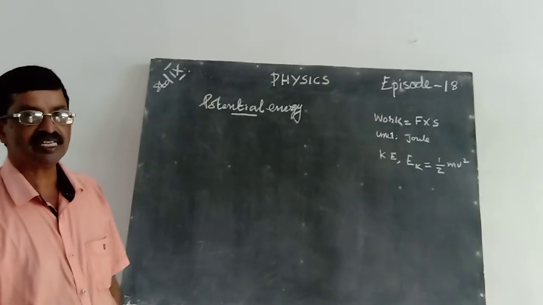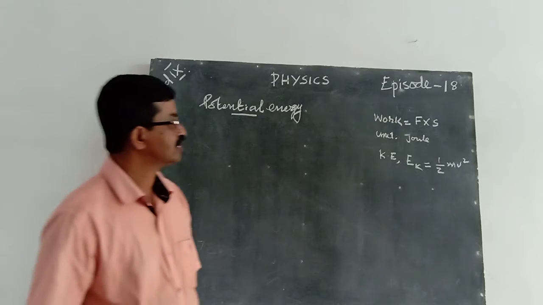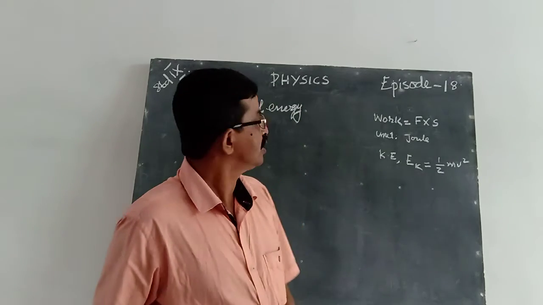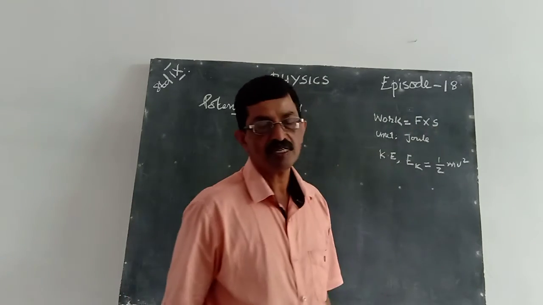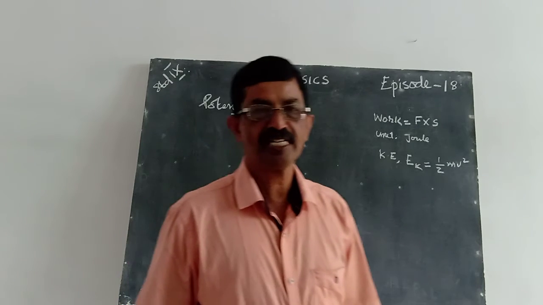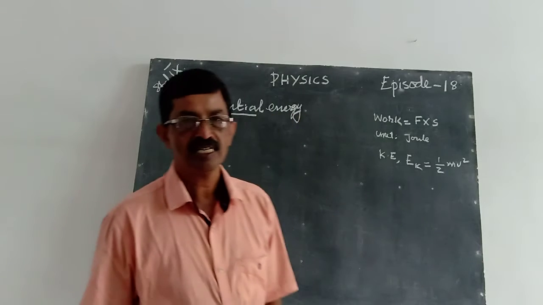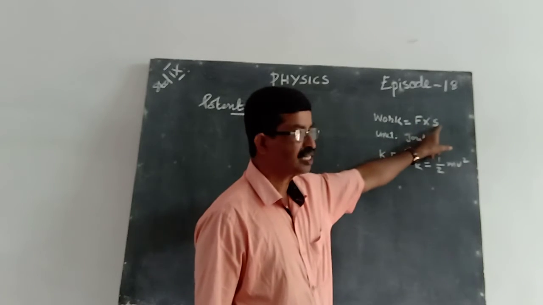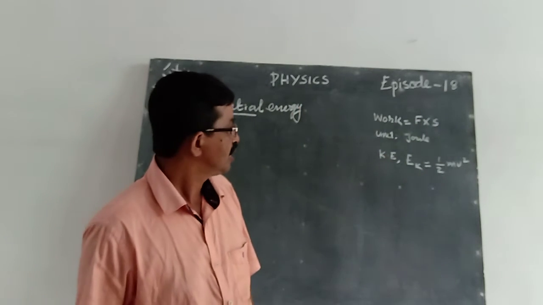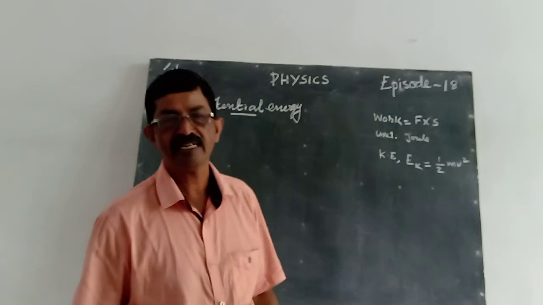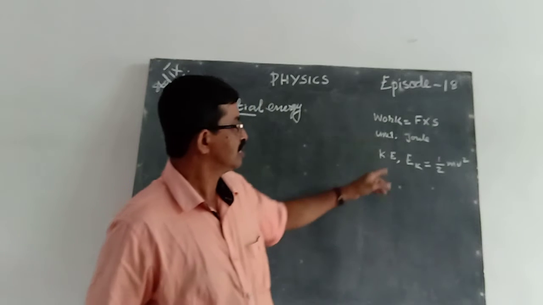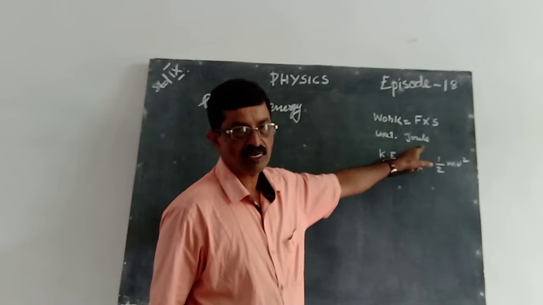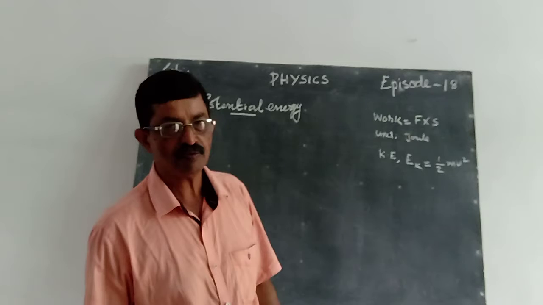In our previous class we discussed some terms from this unit. One is work. Work is force into displacement. Work is measured as the product of force and displacement. To do work, these two quantities are required: one is force and another one is displacement. If any one of these quantities is not there, then there is no work. We also discussed the unit of work, joule, and how much is 1 joule of work.